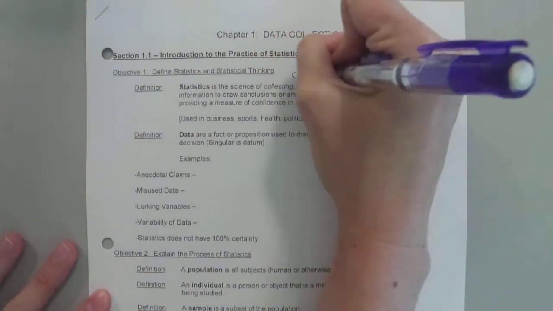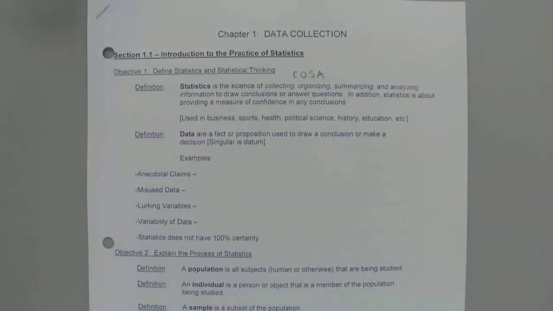And really, when it comes down to it, those first three things, collecting, guys, we'll learn how to do that in chapter 1. Organizing, we'll learn how to do that in chapter 2 and kind of chapter 3. And then summarizing, we'll be learning in chapter 3. And really, we don't get to the analyzing until the very end, chapters 9 and 10.